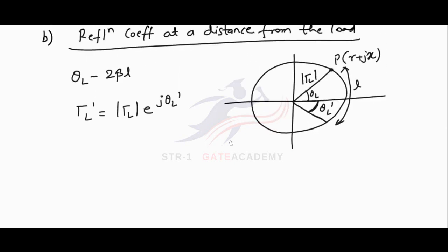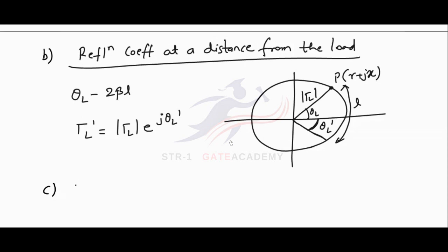Next, what else can we do? We can find the transformed impedance at a distance from the load. That means we know the value at the load. Now at a distance L, I can find the value of impedance using the Smith chart very easily. This we have already done in this case itself. So what we are doing is finding the transformed impedance at a distance from the load.